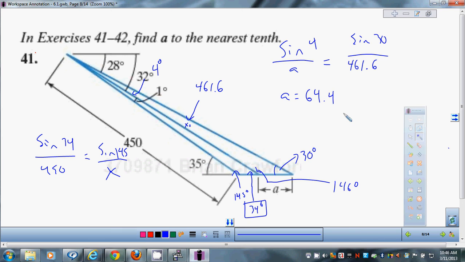Alright, well, what do all triangles add up to? 145, 1, and then we got this angle? Other questions?